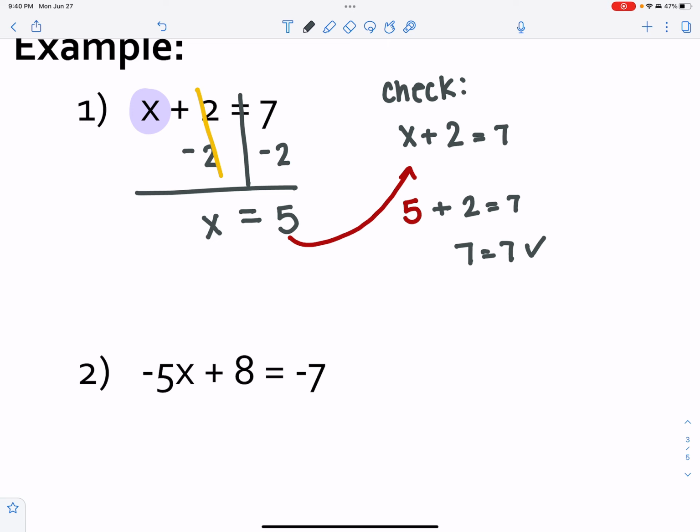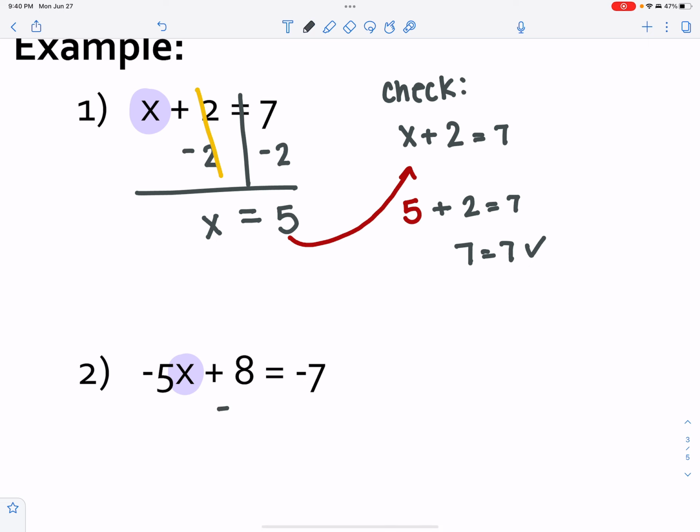Number 2, negative 5x plus 8 equals negative 7. So I'm going through those steps. Do I have fractions? No. Do I have parentheses? No. Do I have variable on both sides? No. Do I have like terms? No. Do I have a constant on the same side as the variable? Yes. And so I'm still trying to get x by itself.